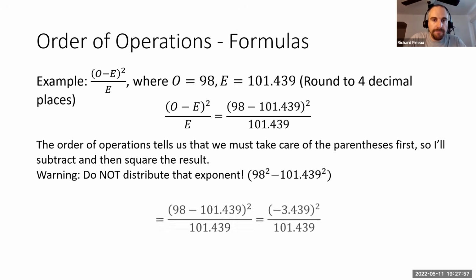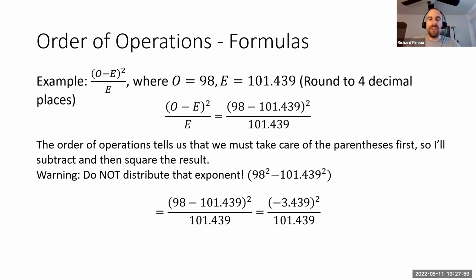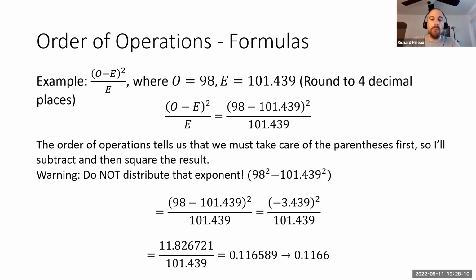Okay, so what we do then is we take 98 minus 101.439 and we get negative 3.439. That's what's going to end up getting squared. So that's the next thing you do, just square that. And we end up with 11.826721. We divide that by our denominator and we end up with 0.116589. We take that and we round to 4 decimal places. We've talked about how to round, so the answer here is 0.1166.